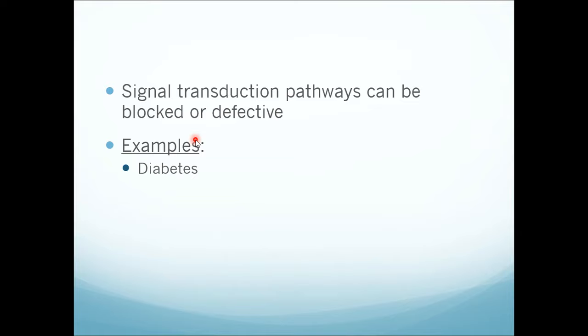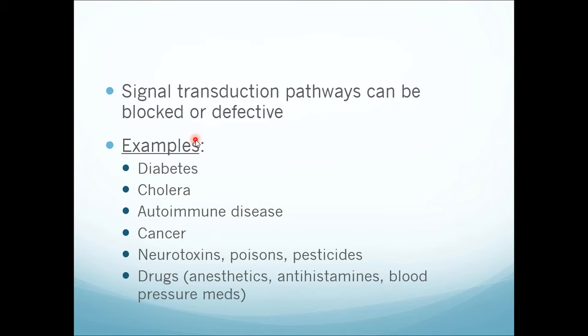So some examples of those things getting messed up are actually in diabetes. Cholera can do this to you. We're going to talk a little bit about that. Autoimmune diseases, sometimes that can result from the cell not being able to do its transduction pathways properly. And also cancer and some neurotoxins.